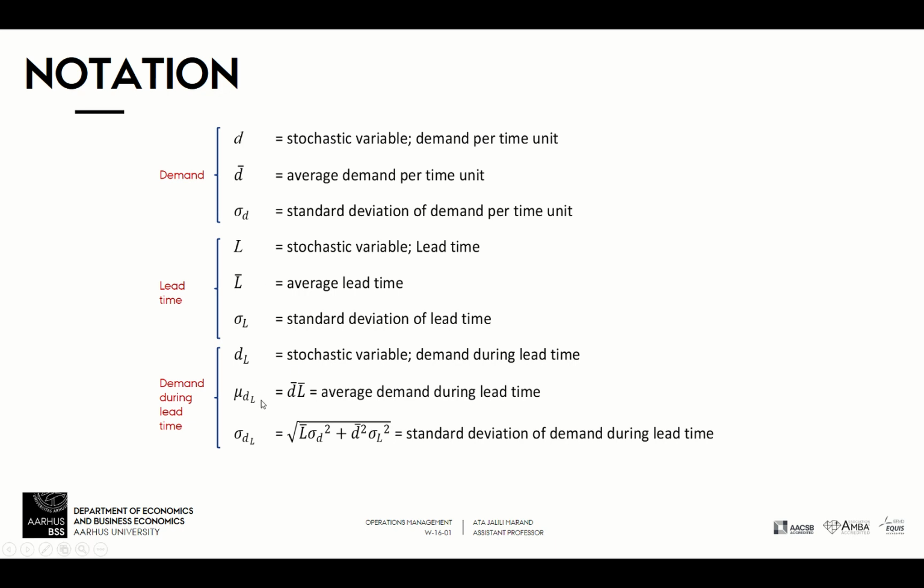So the average demand during lead time is calculated as the average demand per time unit multiplied by the average lead time, and the standard deviation of demand during lead time is simply calculated using this formula, which is dependent on the average demand, variance of average lead time, variance of the demand per time unit, the average demand to the power of 2, and the square root and the variance of the lead time.